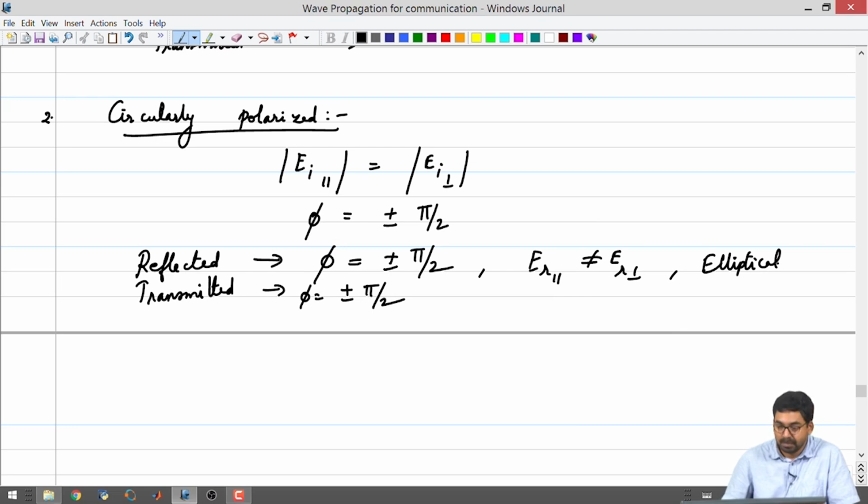Okay. The same thing happens in the case of the transmitted wave. The transmission coefficients are not equal. Okay. So, which means that your ET parallel need not be equal to ET perpendicular, once again becomes elliptical.